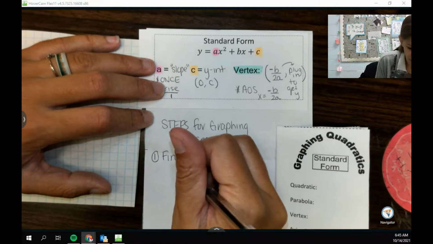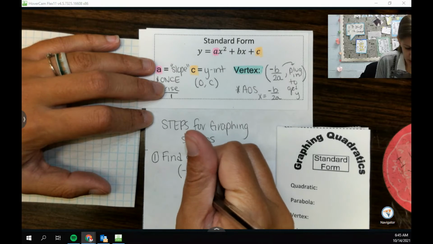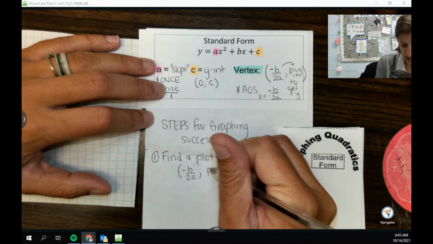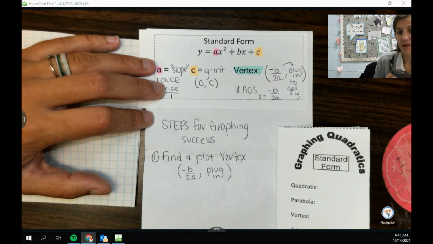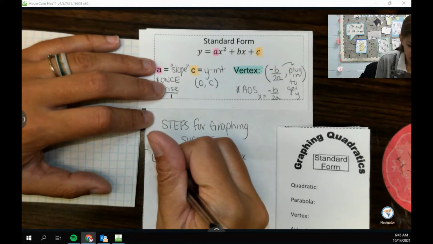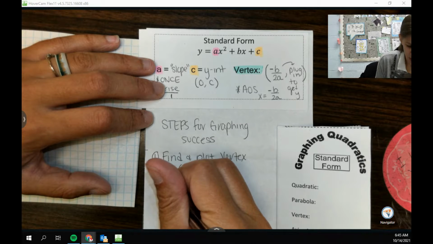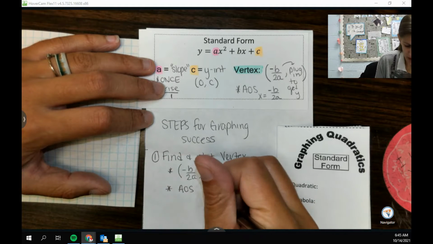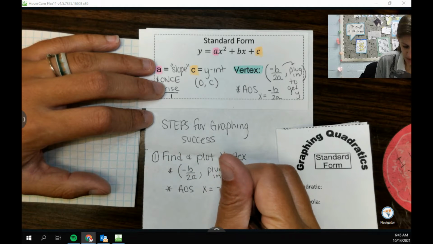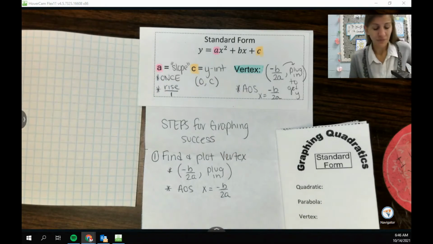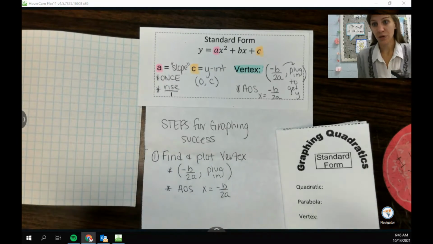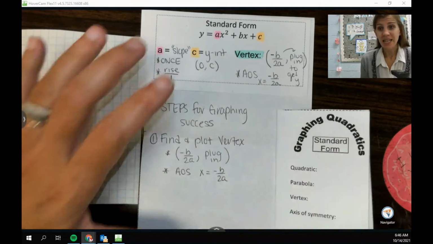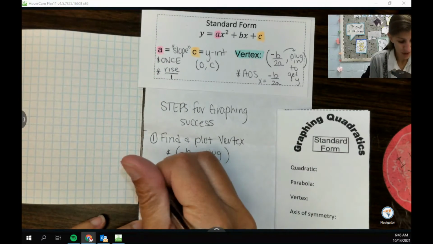So the way we find and plot our vertex is we got to do that little baby equation, negative b over 2a, and then plug it in to get the y value. Now we also can then draw our axis of symmetry through x equals negative b over 2a, whatever that is. So same steps as yesterday, it's just this first step requires more work. The second step is exactly the same.